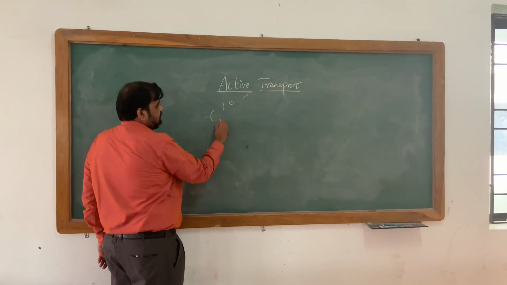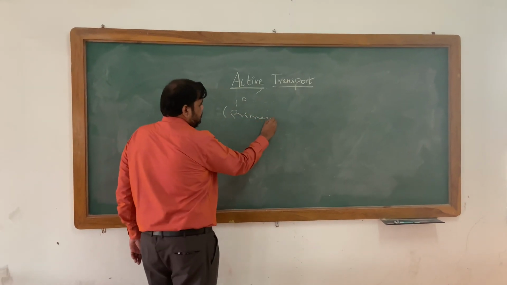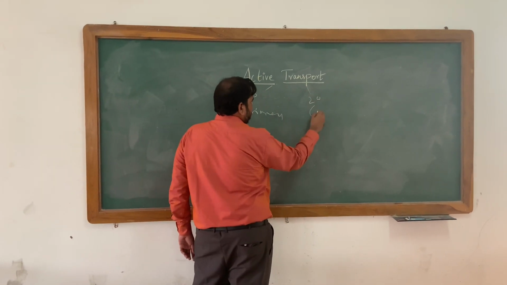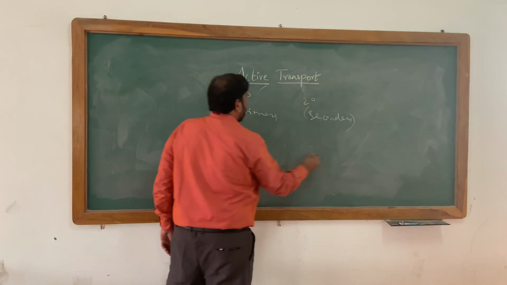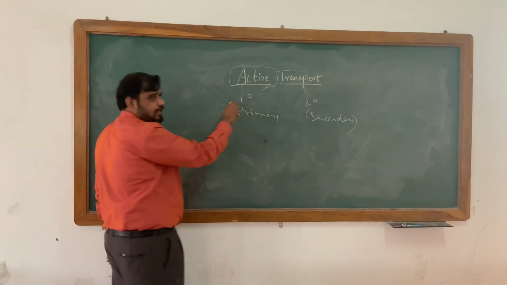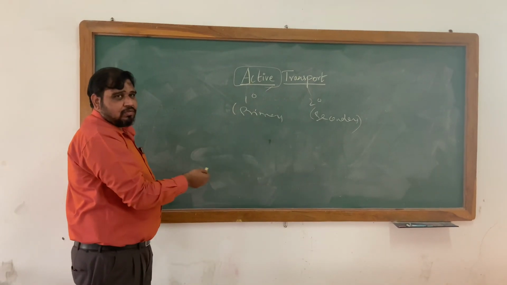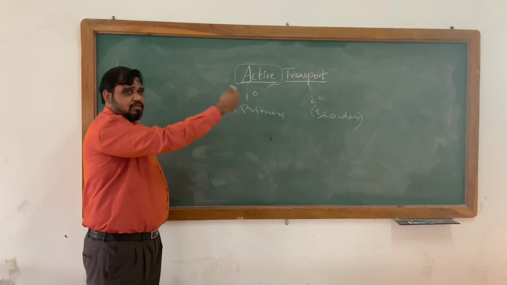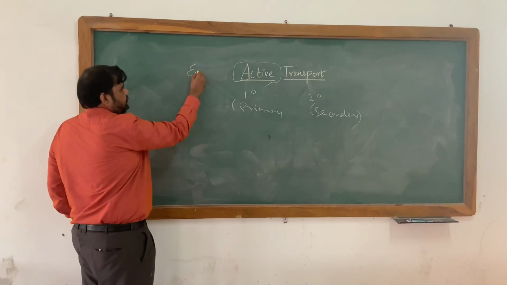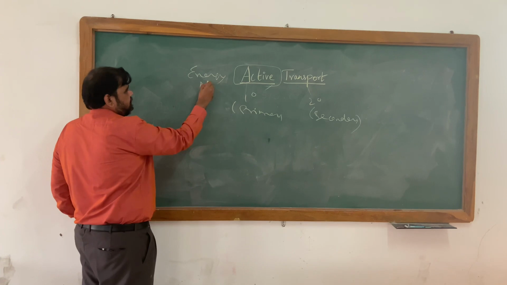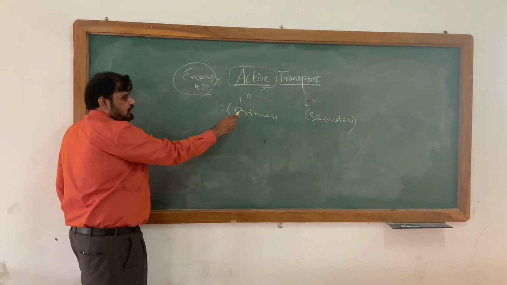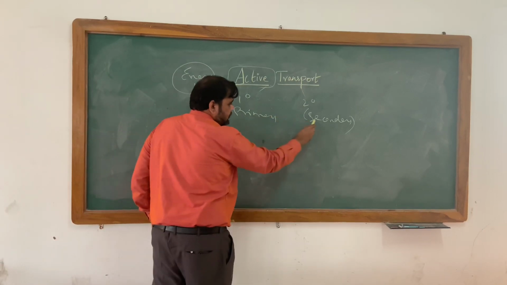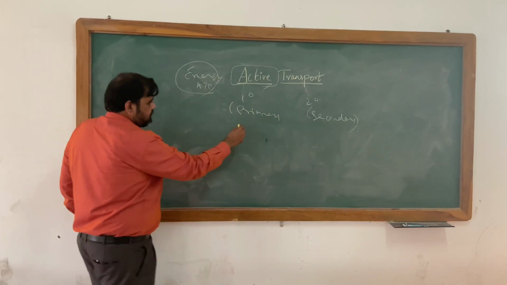Active transport is divided into primary and secondary active transport. As you all know, active means against the concentration gradient, so the transport is going to be against the concentration gradient. Obviously you require energy in the form of ATP, and that is called active transport. Today I am going to discuss the difference between primary and secondary active transport. For that I will make a simple diagram in the form of a table.